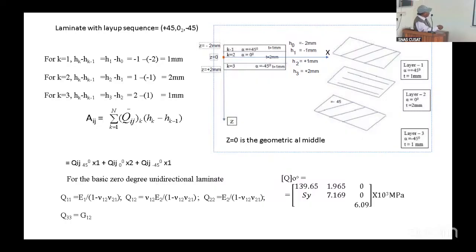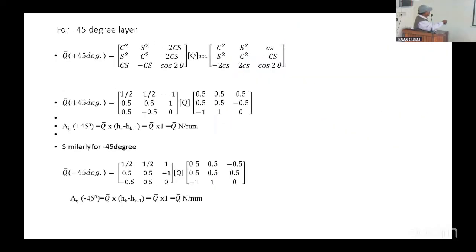You substitute here. How does it come? You will have Q1J, where 1 means the first layer. The matrix is 3 by 3. So 45 degree is the first layer, and the thickness is 1 mm. So the matrix at the first layer is for 45. 45 degree means you have to resolve. We have the formula that we will show again. How will it come? We will see once again. On the next slide it is there. See here.